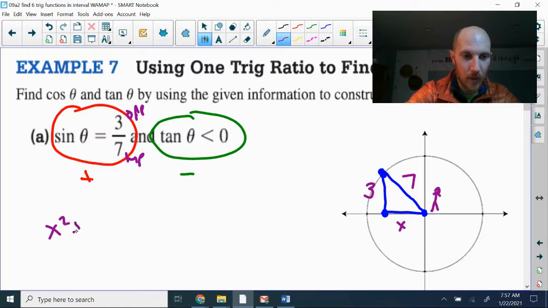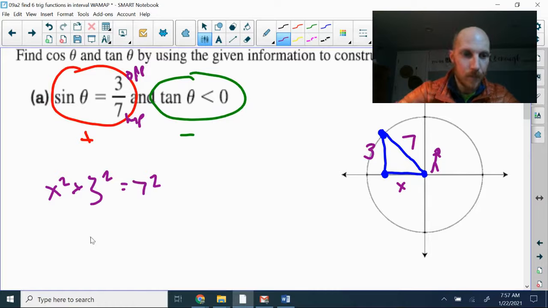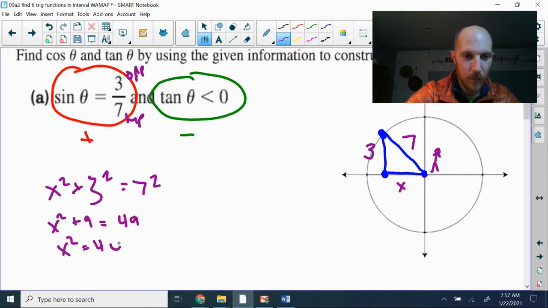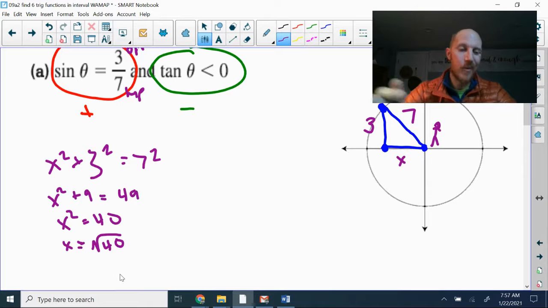So I got x squared plus 3 squared equals 7 squared. Let me give this a little bit more space. So x squared plus 9 equals 49. Subtract the 9 on both sides. x squared is 40. And then x equals radical 40. So I could reduce or simplify radical 40. You don't have to. The warm-up assignment will not mark you wrong if you have not simplified the radical, but of course it is good mathematical practice.